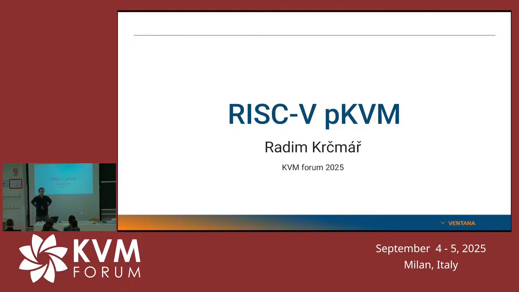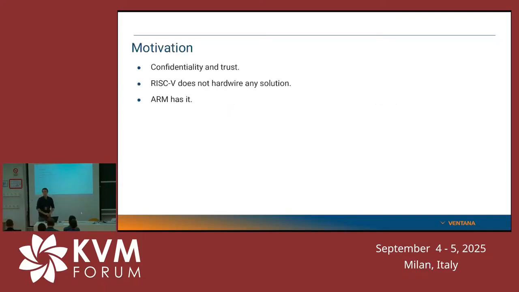I work for Ventana, where we're developing high-performance RISC-V, an emerging architecture, and we also want to have confidential compute because, well, Linux is kind of big and not trusted. One of the confidential solutions is pKVM, which you might know from ARM. Basically, the idea is to have the same design as ARM, just to run it on RISC-V.